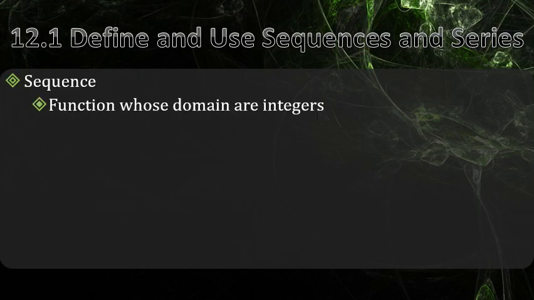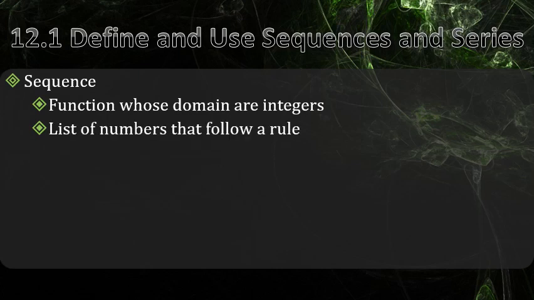Lesson 12.1. Define and use sequences and series. A sequence is a function whose domain is integers, which means x can't be anything that's not an integer. There's no fraction or decimal parts. If you'd like, a sequence is just a list of numbers that follow a rule, such as 2, 4, 6, 8, 10. So it's the rule, oh wait, they're all even numbers. Or we're adding by 2 to get the next number.